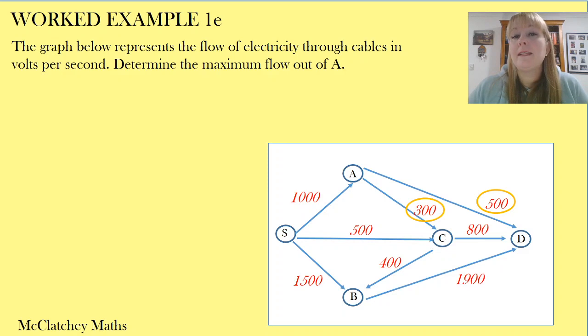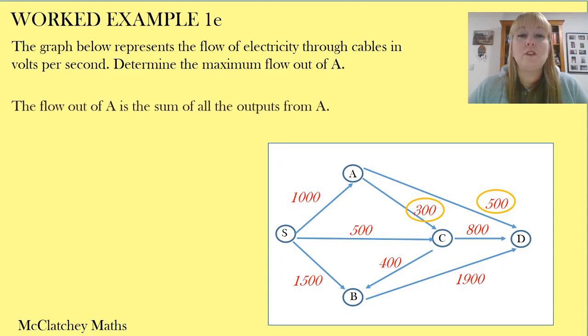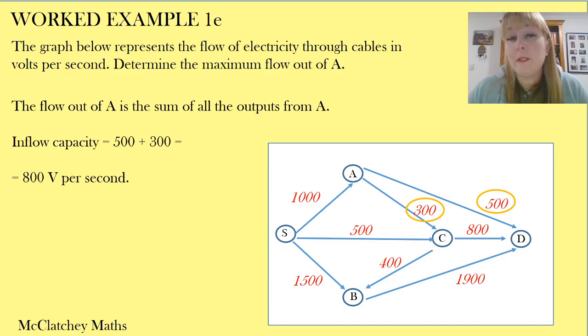And example 1e, the maximum flow out of A. The same sort of thing here, we're going to be adding 300 to 500. These are the two outputs from A. They're circled there on the particular diagram, so that's 800 volts per second. So nothing particularly difficult about this type of question.